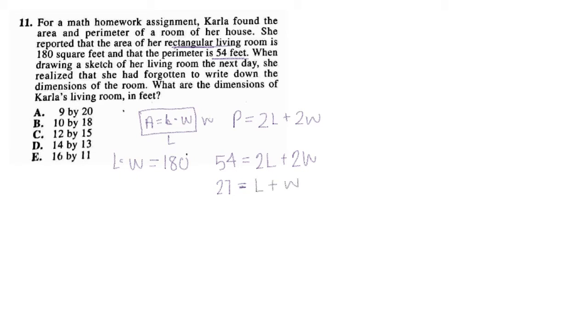So we have to think about, well, what can I multiply together that gives me 180 and then add to give us 27? And if we look at our answer choices down through here, well, let's see, 9 plus 20, that's not going to give us 27. And let's see, 10 plus 18, that's not going to give us 27. 14 plus 13 will, 12 plus 15 will, 16 plus 11 will.